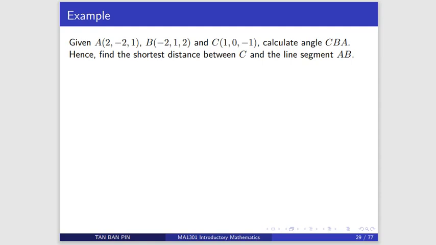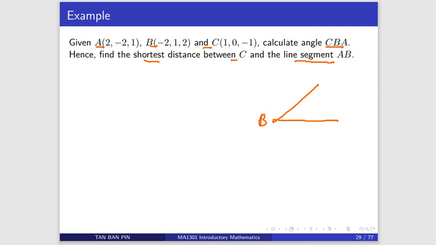In this example, you are given 3 points A, B, and C, and you are supposed to calculate the angle CBA, and then find the shortest distance between C and the line segment AB. So you can draw something like this. So you want angle CBA.